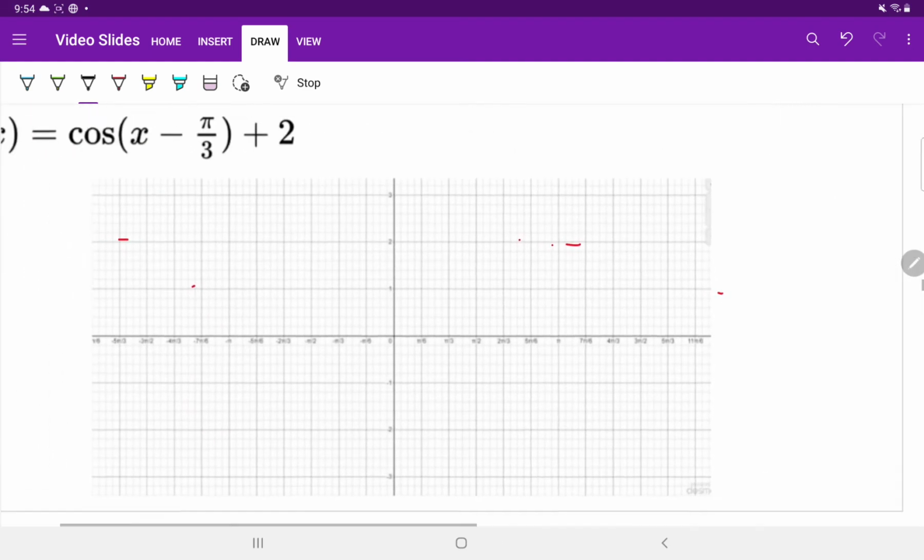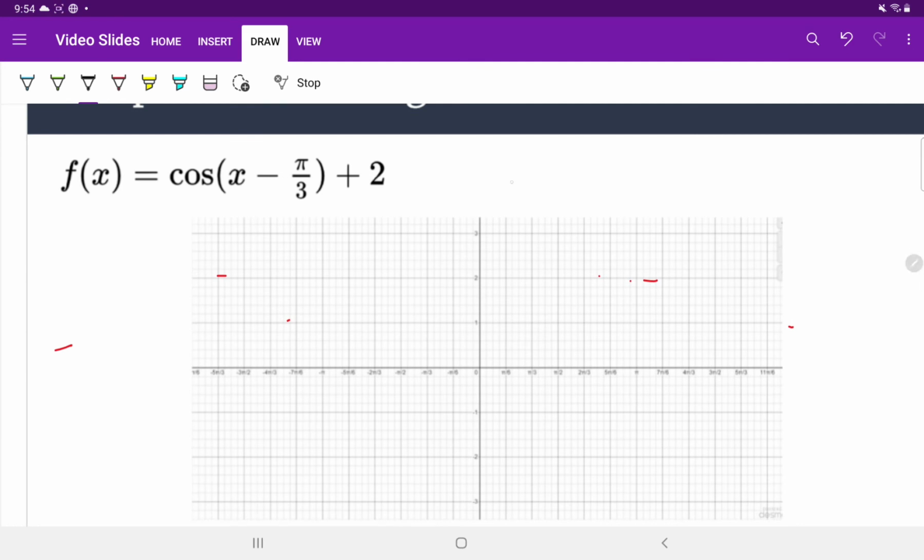I just want to do a cosine briefly here. So cosine is a little bit different. Before, my anchor point was 0, 0. With cosine, it's 0, 1. And you can just remind yourself, okay, when I plug 0 into my cos function, cos of 0 is equal to 1. I see that I have been moved up 2. So I'm going to move this up 2, and that takes me to 2 there.